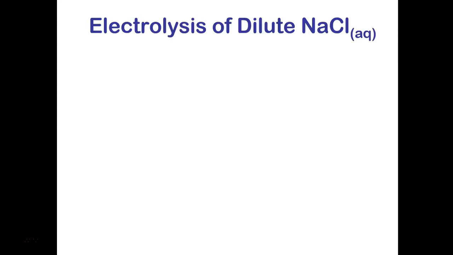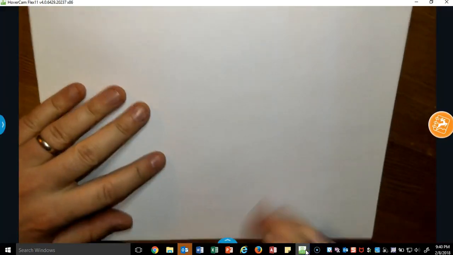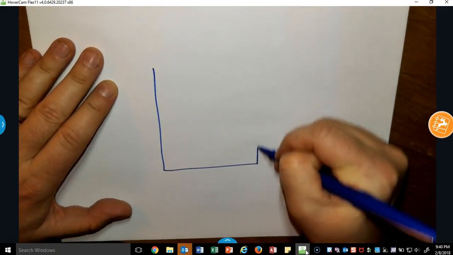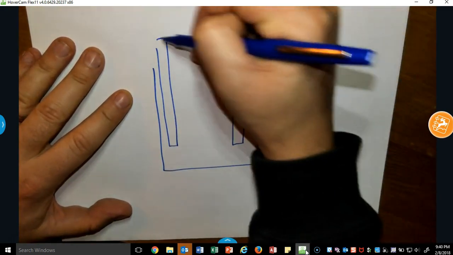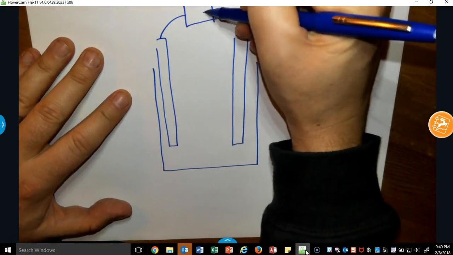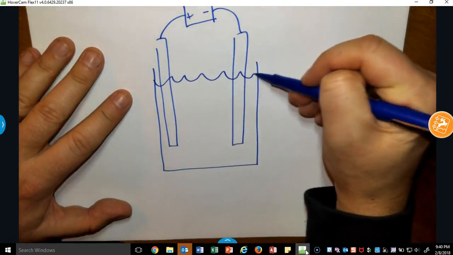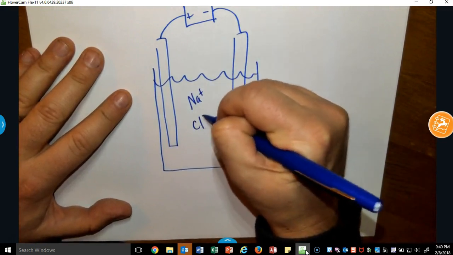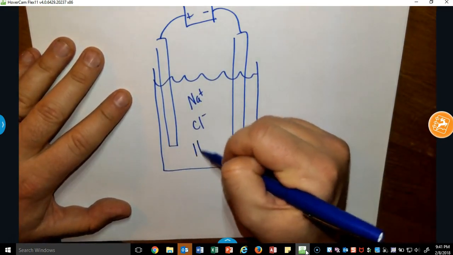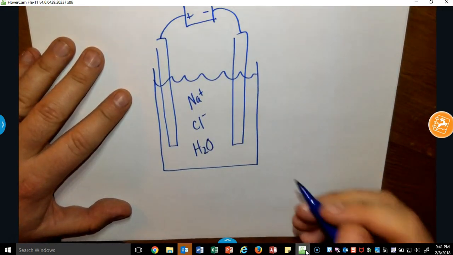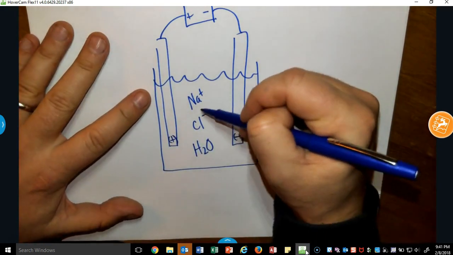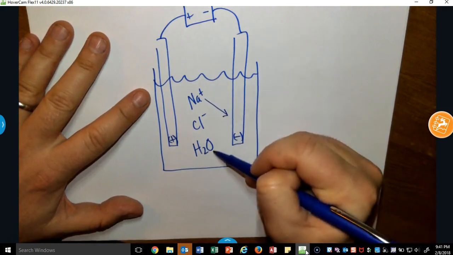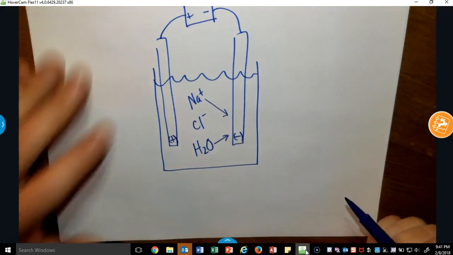Let's first look at dilute sodium chloride. So let's draw our cell. In that cell, we will have a pair of electrodes connected with a battery, and we will have sodium ions and chloride ions. But what you don't see in there is the solvent, which is water. So we know that we're going to have our cathode and our anode. Now, we could either reduce sodium or water at the cathode.